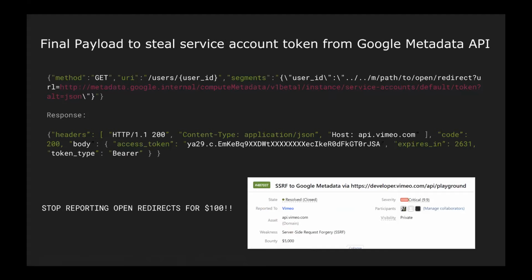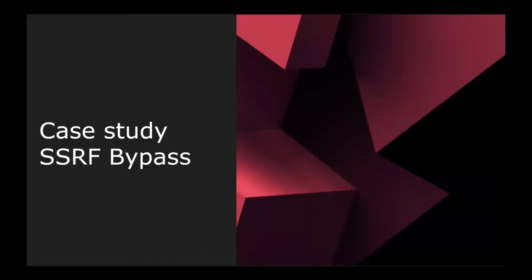It's not generally just looking at URI parameters, but thinking about what could be happening on the backend, how the application is processing your data. It might be making a request on the server side. So that was about it. Now we will look at another really interesting case study where I bypassed mitigations of SSRF, and it was really interesting. So let's get into it.